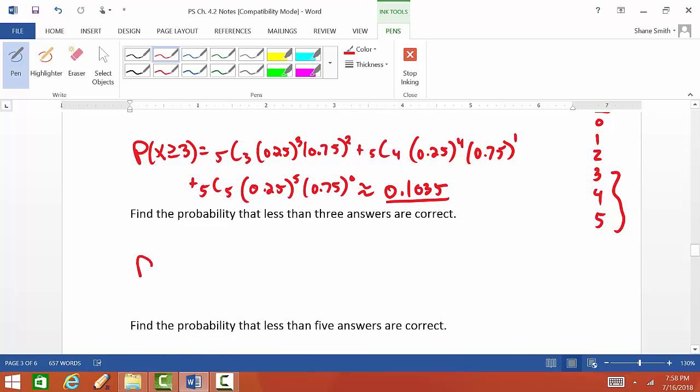And then the next one is the probability that x is less than 3. Well, this is just the complement of the previous, so you just have to do 1 minus 0.1035, because if I want to find the probability that x is less than 3, that is just 0, 1, and 2 added together, but I already found 3, 4, and 5, so I can just do 1 minus the probability of 3, 4, and 5 added together, and that'll give me 0, 1, and 2 added together. So that's 0.8965.